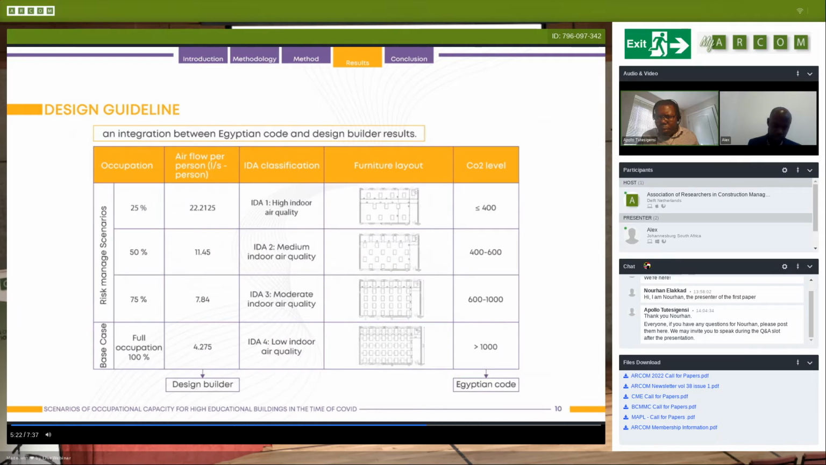After integrating the Egyptian code and the results from DesignBuilder, I got the design guideline for design studios in the time of COVID, with a layout for furniture settings organization based on occupation densities inside design studios and the range of CO2 levels for each indoor air quality level classification.